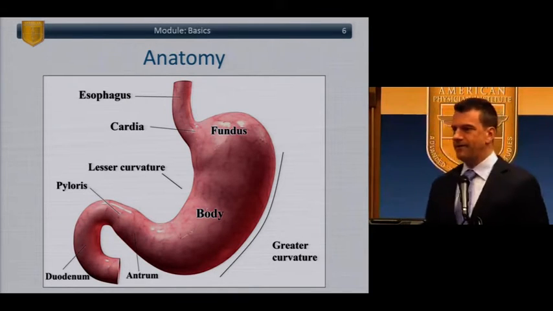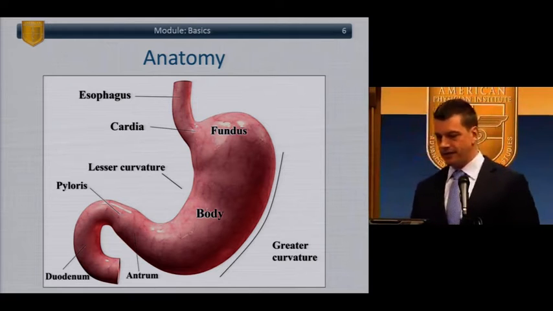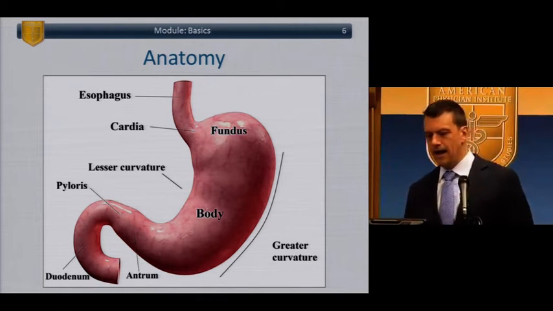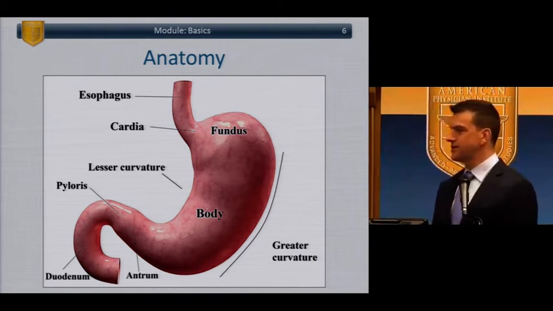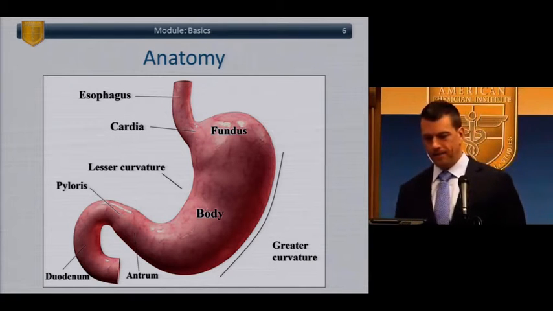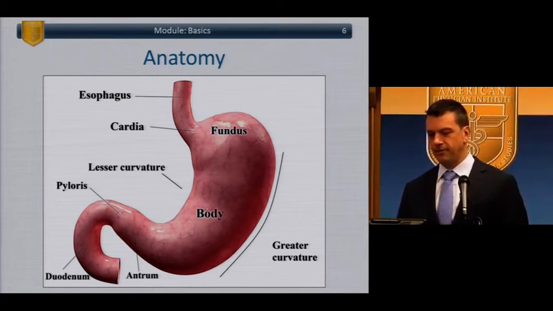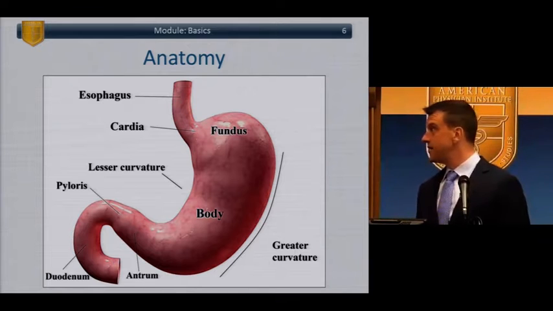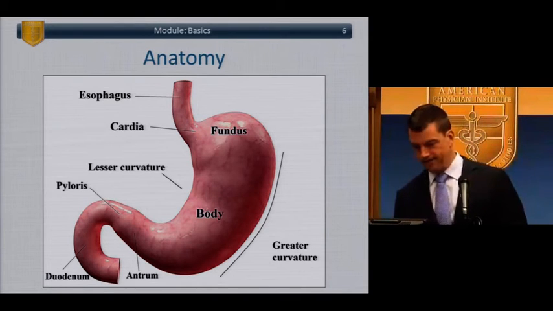So for the anatomy, we have the esophagus, the esophagogastric junction, you can see entering into the fundus, both the lesser and greater curve, the antrum lying just below the pylorus, and then entering into the duodenum and the antrum.